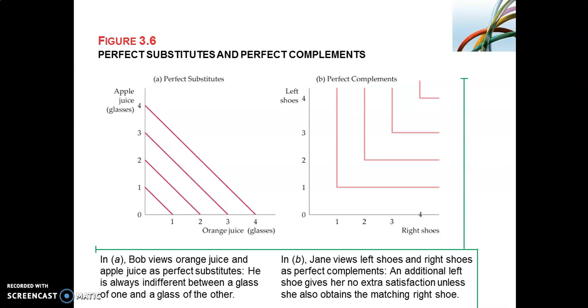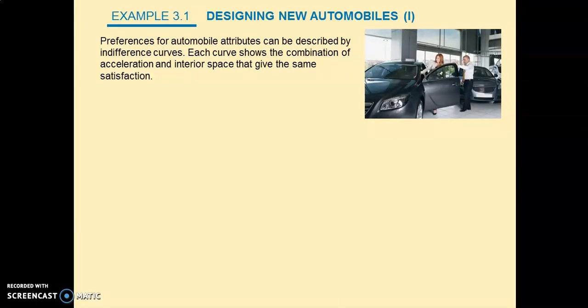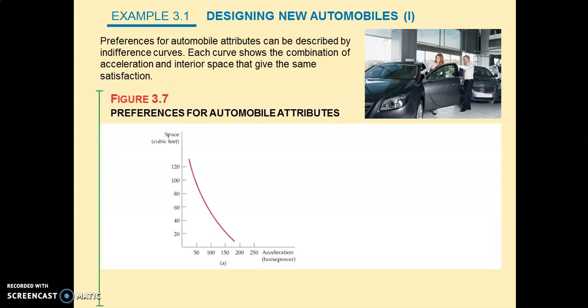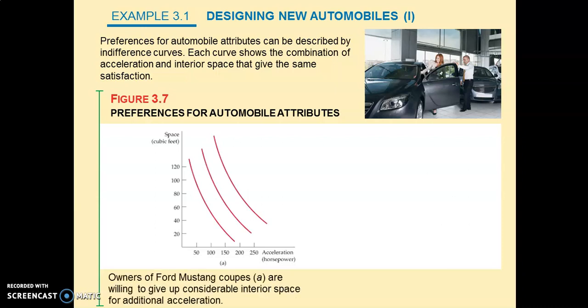So if there are, for example, more right shoes than left shoes, then the MRS of left shoes for right is 0. You won't give up any more left for right shoes. And if there are more left shoes than right shoes, the MRS is infinite. You will give up all but one left shoe to get one right shoe. Please read through example 3.1 regarding the preferences for automobile attributes as a useful example.